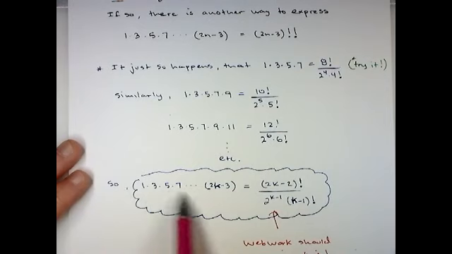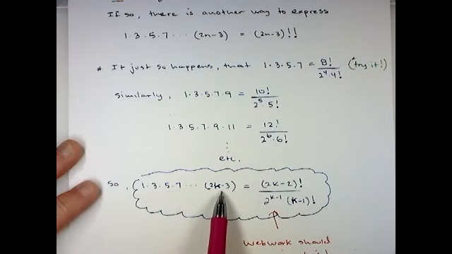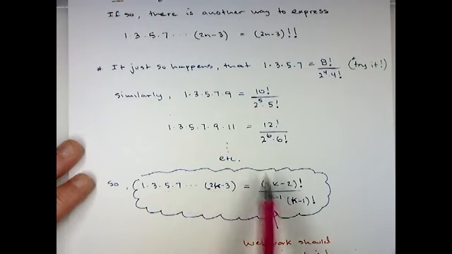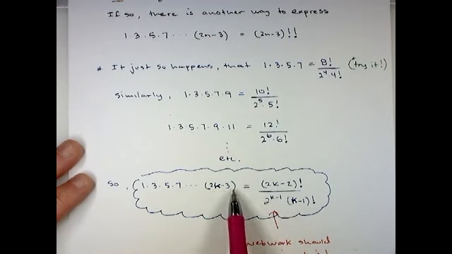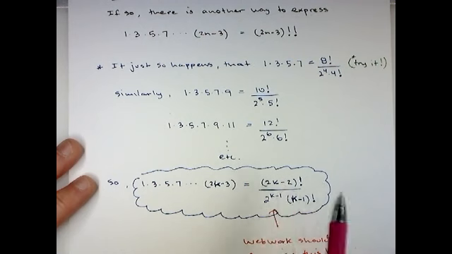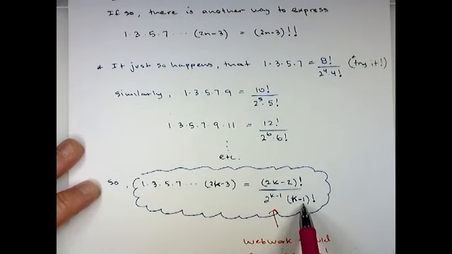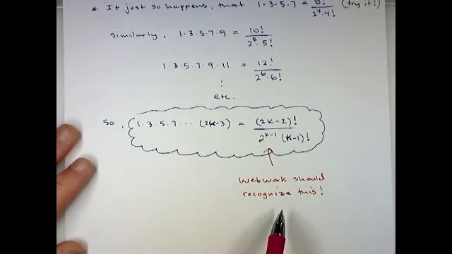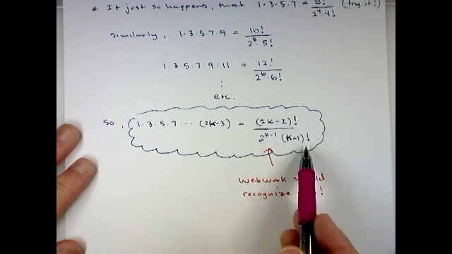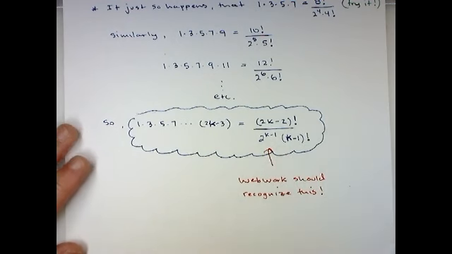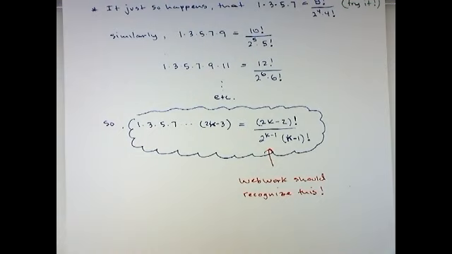So if I wanted to go 1, 3, 5 all the way to 2k minus 3, or 2n minus 3, whichever one I switch to k for whatever reason, you could write it as 2k minus 2. You're going to go one further here, factorial over 2 to the k minus 1 divided by k minus 1 factorial, or n minus 1 factorial. So this should work. WebWorks should recognize this because it has no trouble recognizing single factorials. It just has not been programmed to understand what double factorials are.